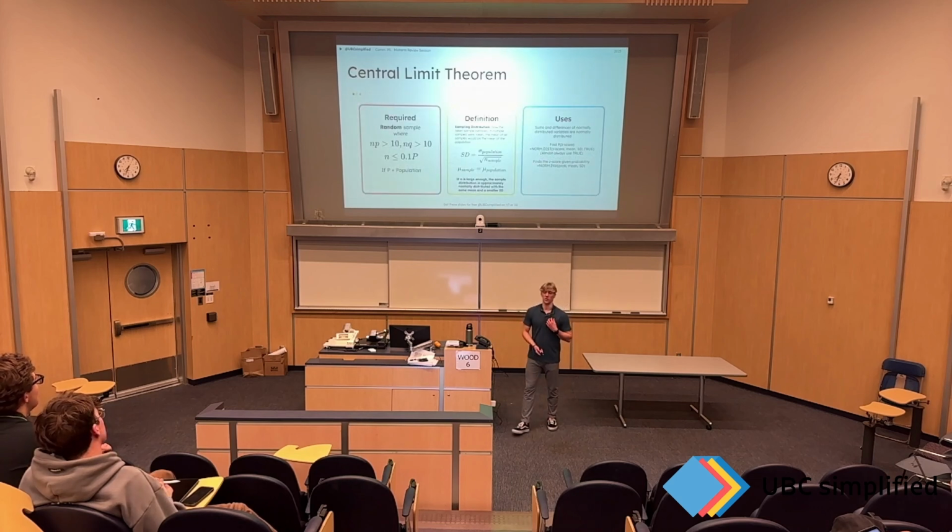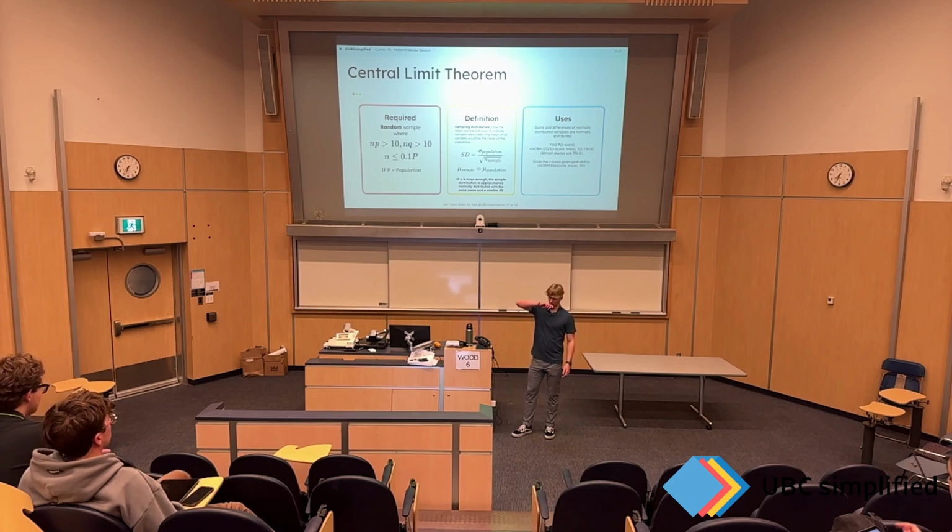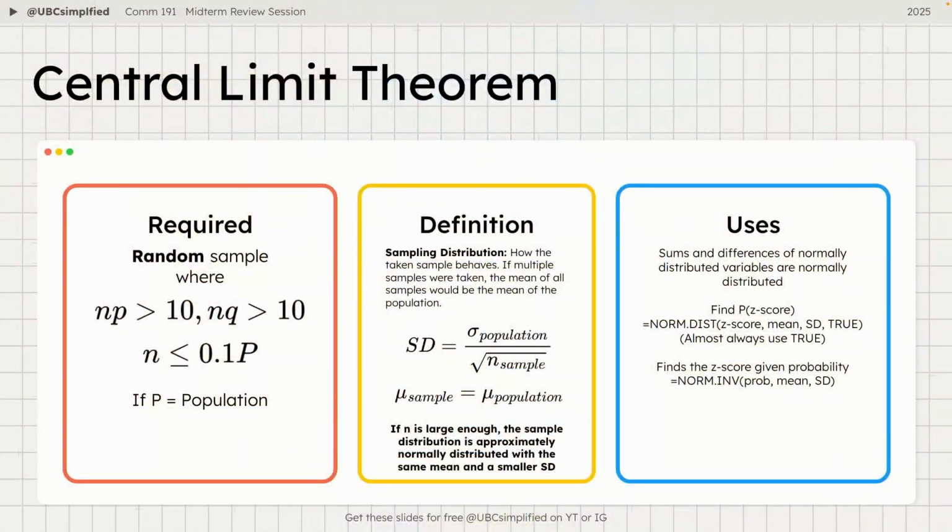So this brings us to the central limit theorem, which I'm going to do my best to explain. The few requirements for the central limit theorem to hold: first, we need a random sample, which we talked about before. Next, np has to be greater than 10, and nq also has to be greater than 10. And the last thing is that your n, your sample size, can't be greater than 10% of the population. Keep those requirements in mind, because for everything else we're going to do today, just remember that.